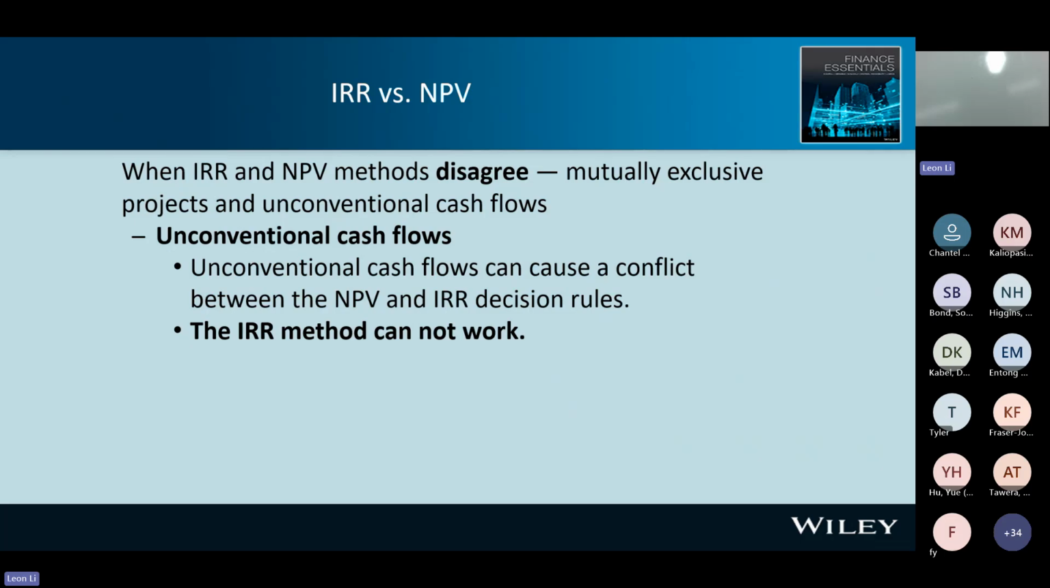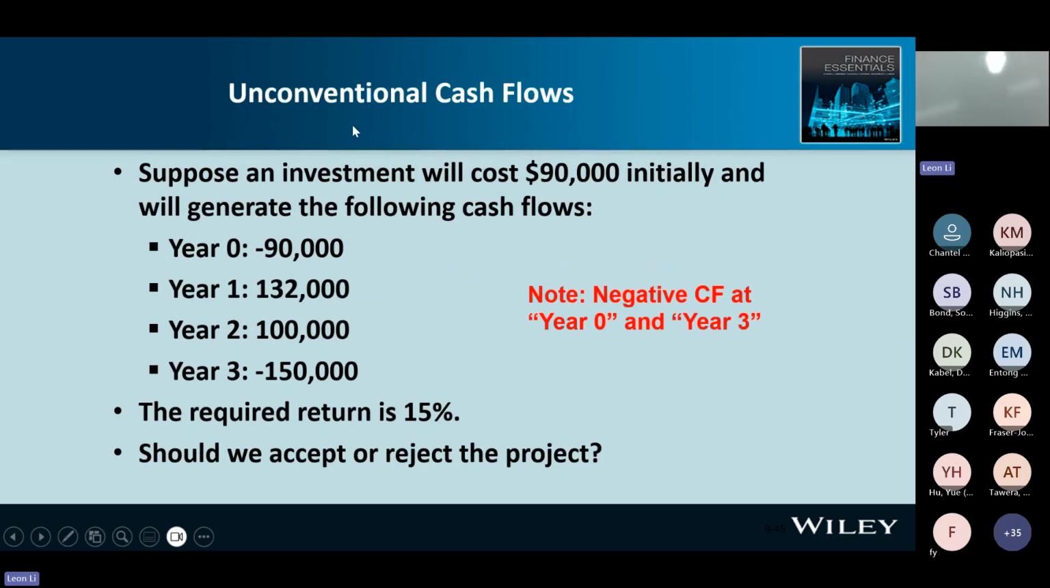Yes, we discuss another situation, which is unconventional cash flow. Right? If we have unconventional cash flow, IRR and NPV method will disagree. That means they will give us different results. So let's consider what the unconventional cash flow is. If we have unconventional cash flow, our IRR method cannot work. So let me show you the example.